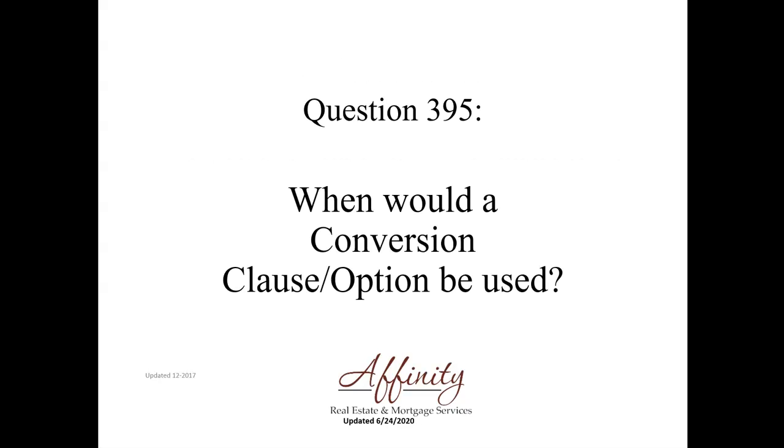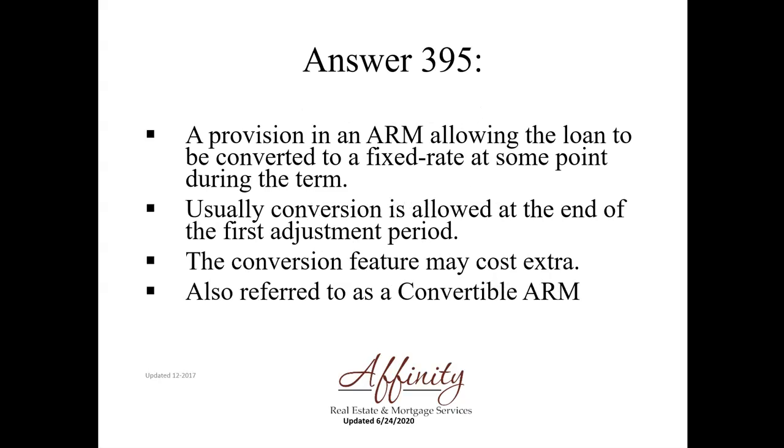Question 395. When would a conversion clause or option be used? That would be a provision in an ARM allowing the loan to be converted to a fixed rate at some point during the term. Usually conversion is allowed at the end of the first adjustment period. The conversion feature may cost extra money. Also, the conversion feature is referred to as a convertible ARM.